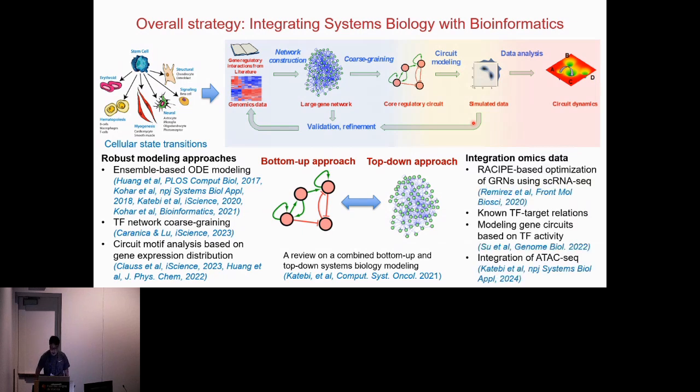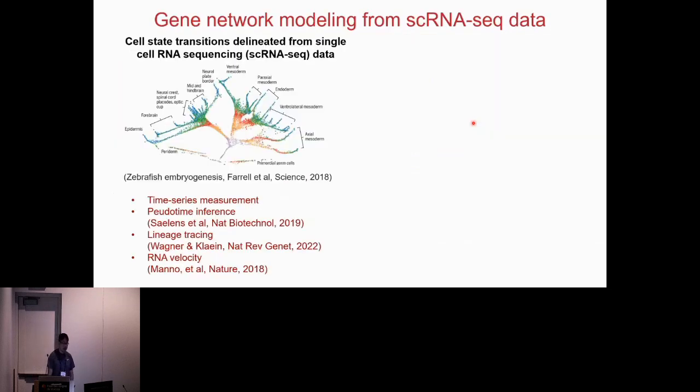At the same time, we also want to integrate omics data. We integrate single-cell sequencing data, ATAC data, and also literature-based target relationships. So in today's topic, we are interested in developing computational methods to model gene regulatory networks using single-cell sequencing data. Especially, we're interested in single-cell seq because it can delineate the cell state transition very nicely, because the gene expression is usually pretty continuous.